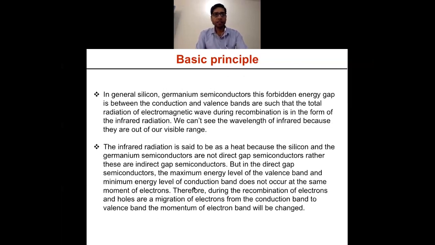Infrared radiation is said to be heat because silicon and germanium are not direct bandgap semiconductors; rather, they are indirect bandgap semiconductors. In an indirect bandgap semiconductor, the maximum energy level of the valence band and the minimum energy level of the conduction band do not occur at the same momentum of the electron. Therefore, during the recombination of electrons and holes, as electrons migrate from the conduction band to the valence band, the momentum of the electron will be changed.